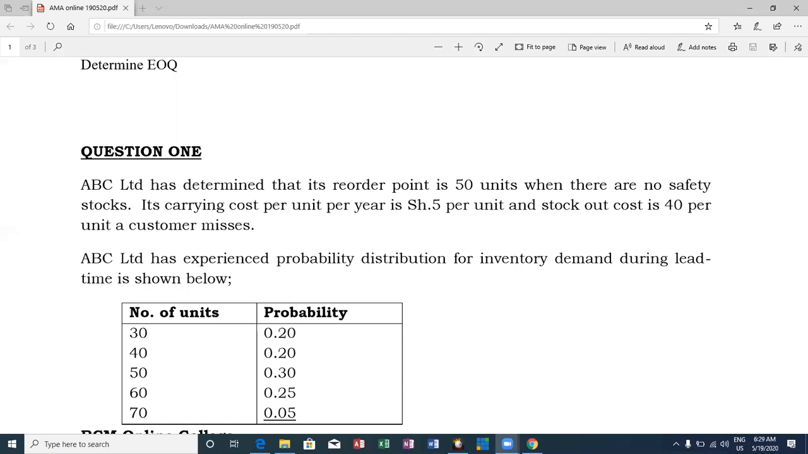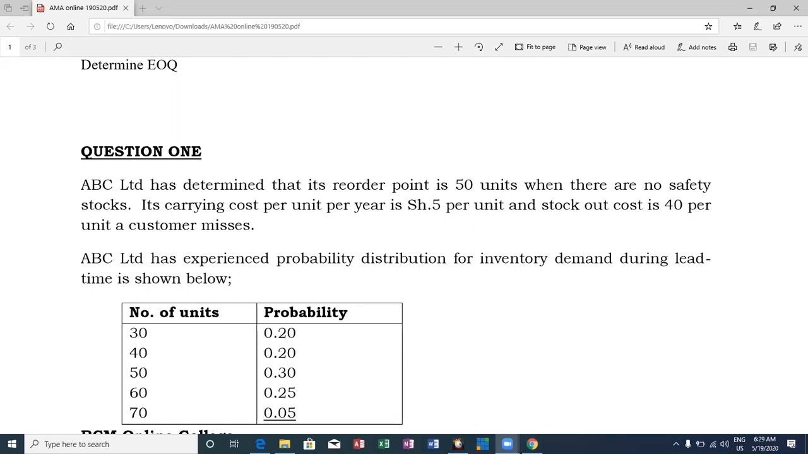Therefore, for the reorder point of 50, what will be the total stockout cost? The total stockout cost will be these two: 600 plus 240, which gives us 840. How about this one, somebody? 120, like that.